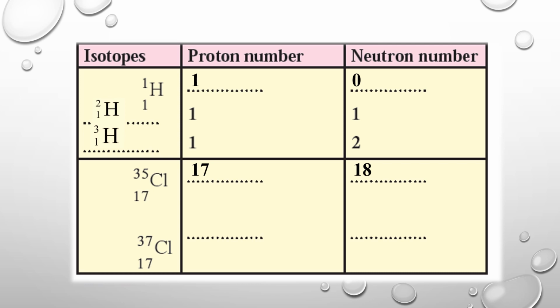So 17 as it is will be my subscript. How do I get my superscript? I have to add these two numbers. If I add these two numbers, I'm going to get 35, which means it is correct. Same thing I'll do down also. 37Cl17 is given. So subscript will be my proton number, that is 17. And how do I find neutron number? I only have to subtract these two together. That is 37 minus 17. When I do, I get 20. I can recheck it again. Proton number is a subscript, 17, 17. Superscript is the addition of the two numbers, that is 20 plus 17, 37.